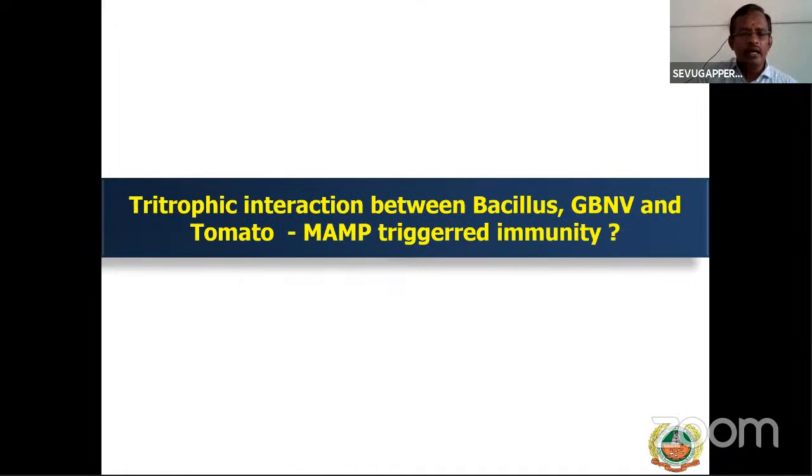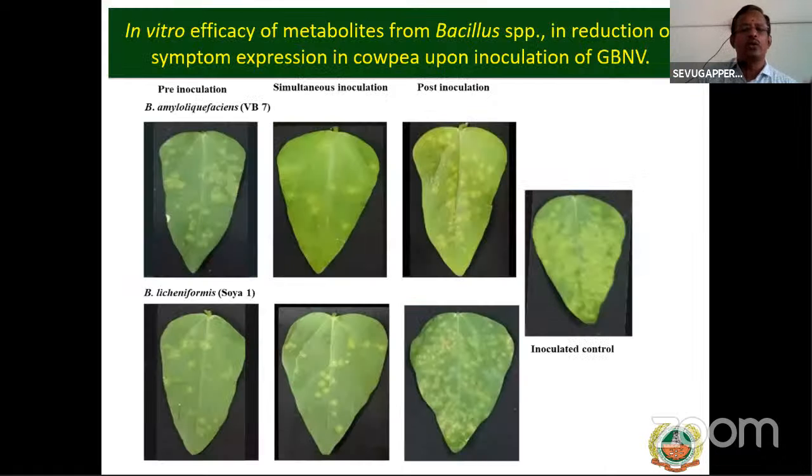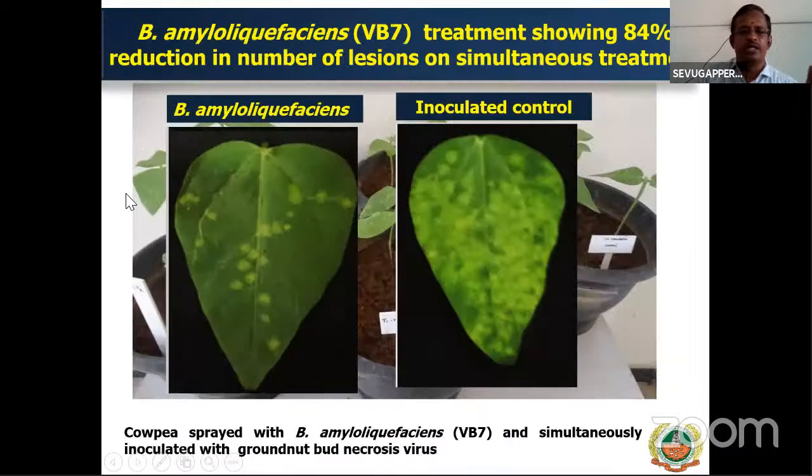When this bacterium has this type of potent antimicrobial peptide with different clusters, we went for the tritrophic interaction, to see how they trigger the MAMP-triggered immune response. With Bacillus amyloliquefaciens and simultaneous inoculation in the local lesion host, the lesion was completely suppressed compared to the inoculated control. So this is Bacillus amyloliquefaciens and the inoculated control, where the symptom reduction has been observed.